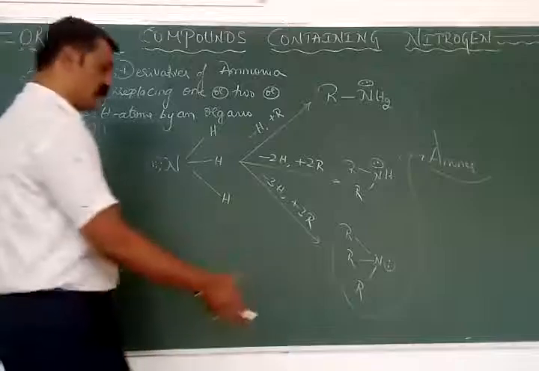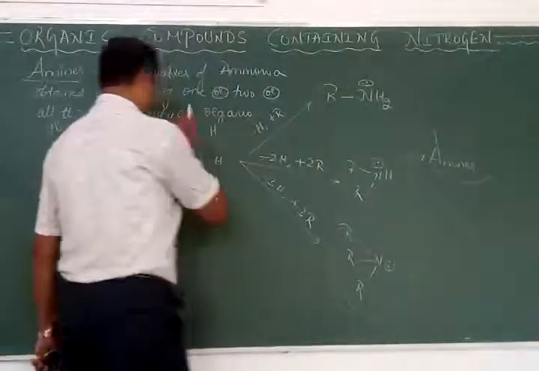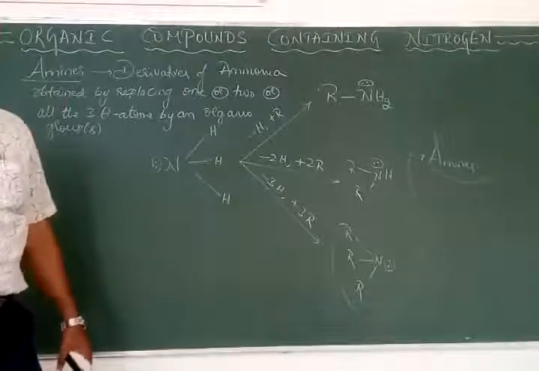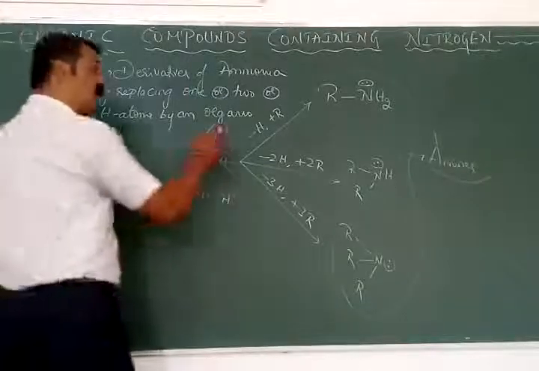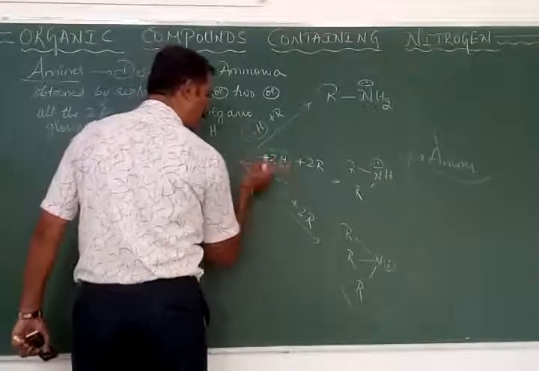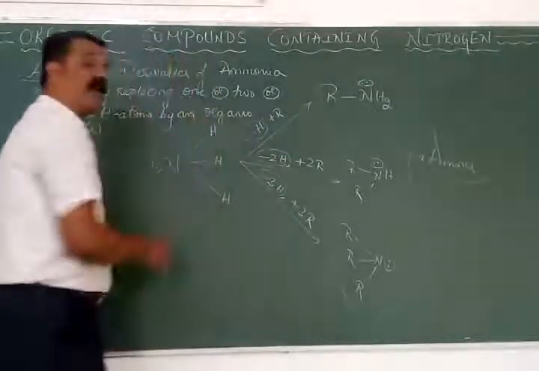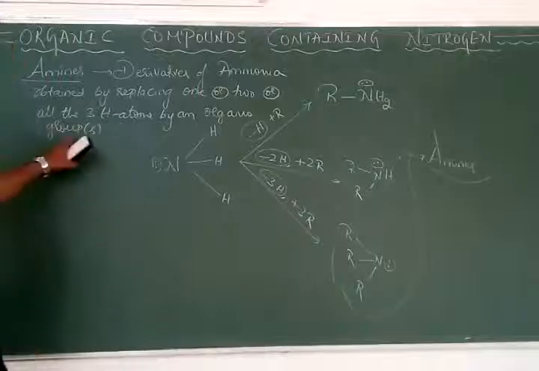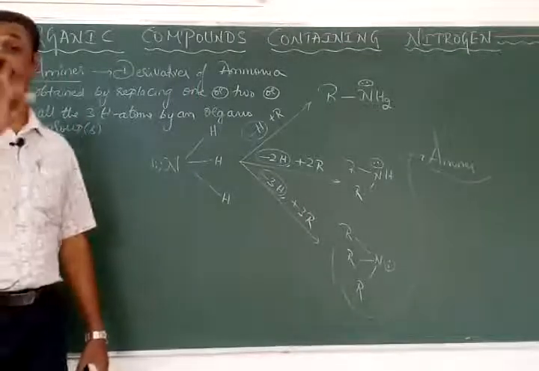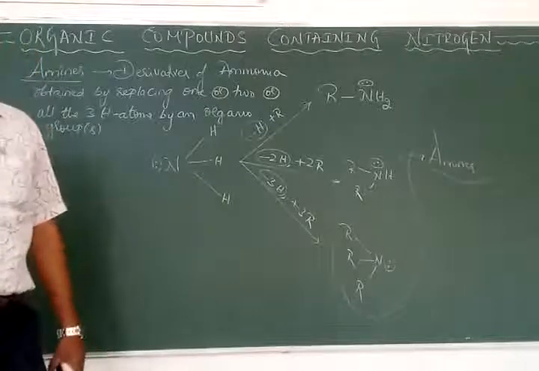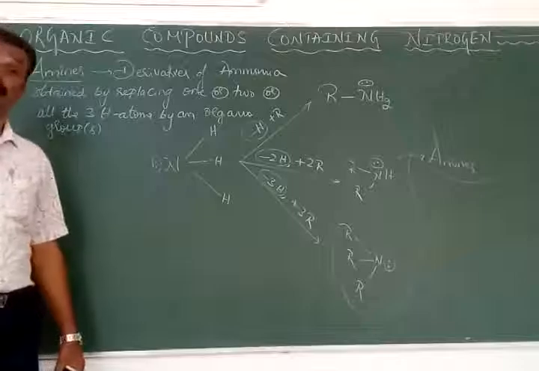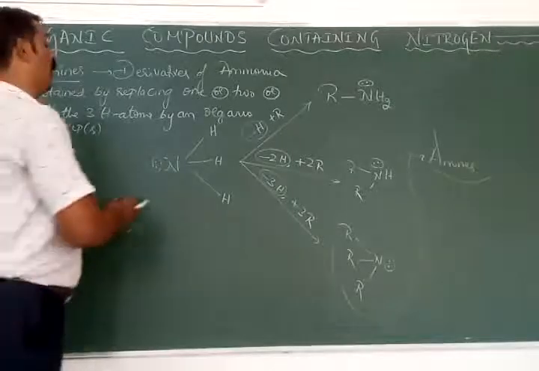Means what are these first? They are the derivatives of which one? Ammonia. Obtained by replacing either one hydrogen atom, or two hydrogen atoms, or all three hydrogen atoms by an organo group, or sometimes groups. If that is the case, it is called which one? The amines. Means amines are usually the derivatives of ammonia. Okay.